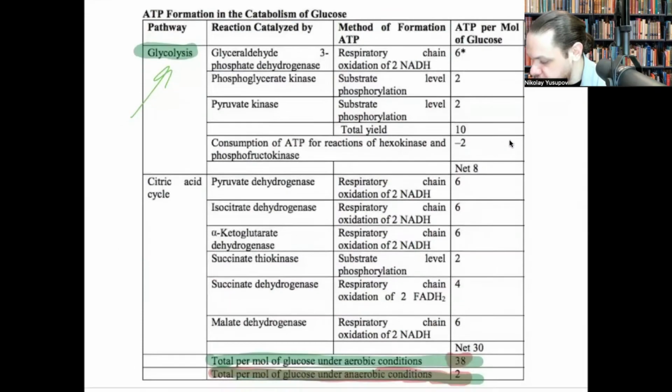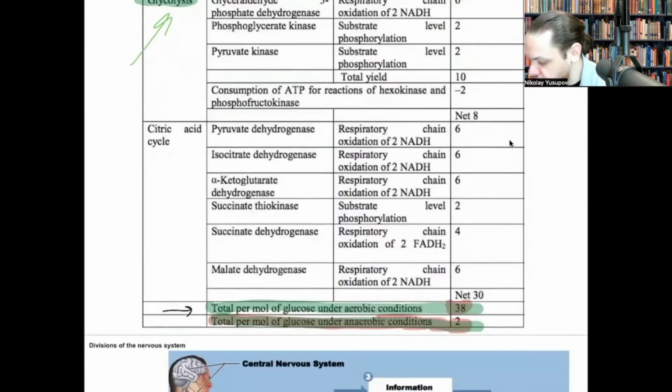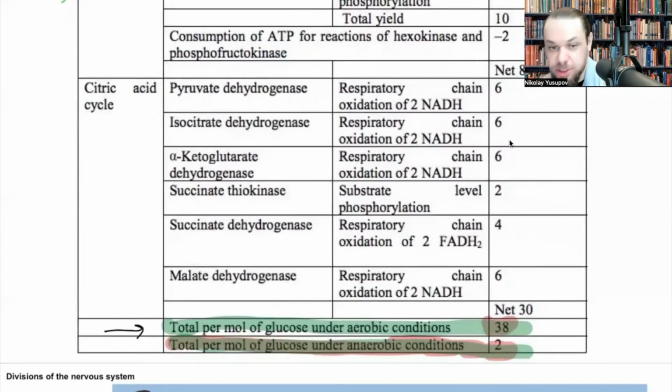Right, so per mole of glucose under aerobic conditions, we make roughly 38 ATP. And when we have anaerobic conditions, a lack of oxygen, you only make 2 per glucose because your body's only using glycolysis to do that. What's the importance of this?